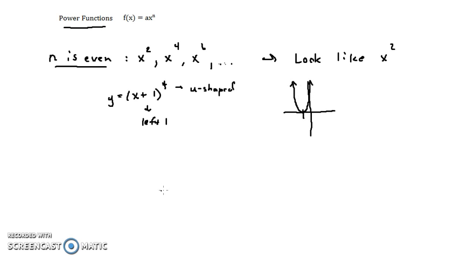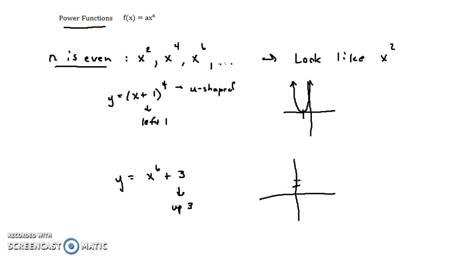All right, let's say we have y is equal to x to the sixth plus 3. X to the sixth, you think, okay, x to the sixth, I know that that is U-shaped. It's just going to be a little steeper. And what does the plus 3 do? The plus 3 is outside the function, so that's a shift up or down. So plus 3 is going to take us up 3.